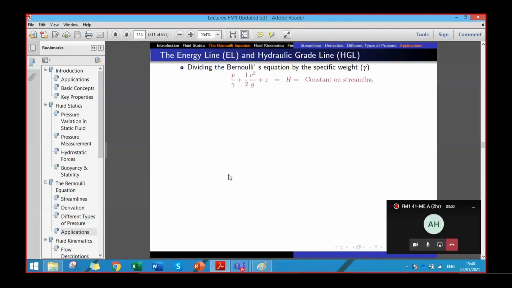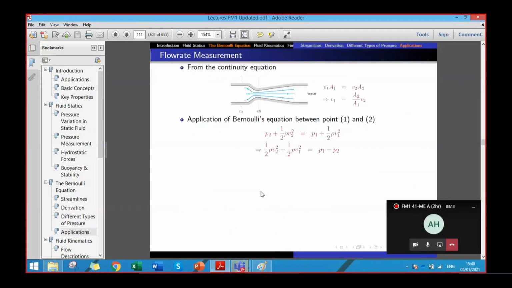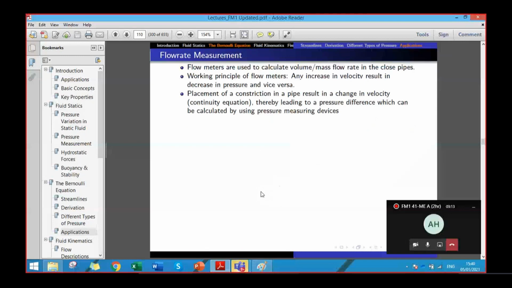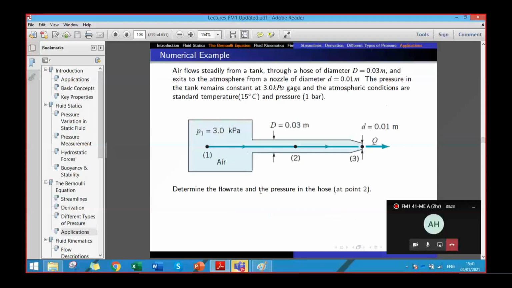We have been discussing the Bernoulli equation, its derivation and its applications. Last week we discussed different applications of the Bernoulli equation, like the free jet flow, the confined flow, and the continuity equation in relevance to the Bernoulli equation. We also discussed different examples considering the free jet flow and the confined flow.